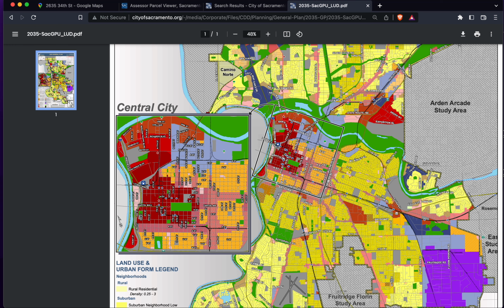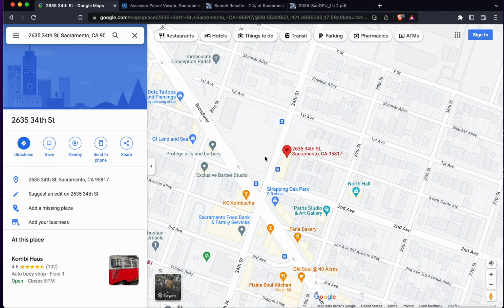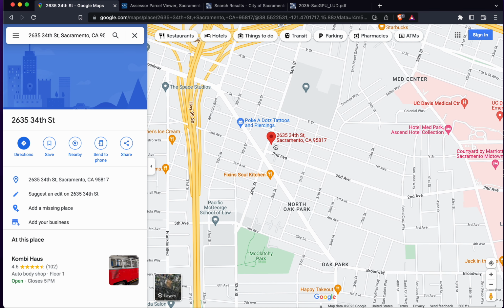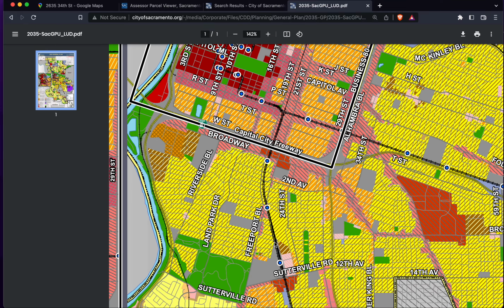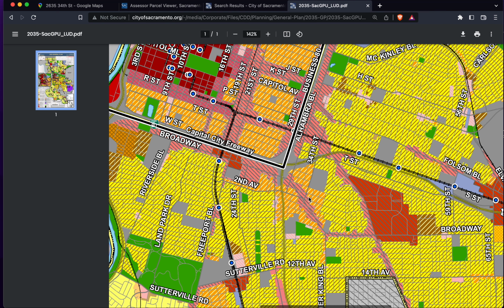Our address is close to Broadway over here. It's in North Oak Park, and it's along 34th Street. So it is to the right of Highway 99. If you look at this one here, this is I-5, I believe. No, this is 99. So this is 99 over here. This is I-5, and 99, I believe, is over here.